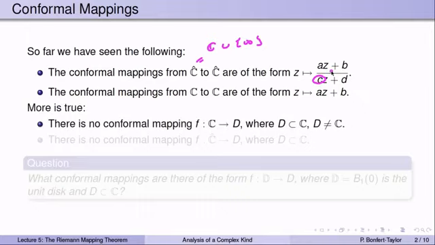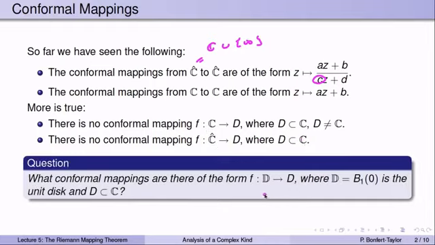More is true, in fact. There is no conformal mapping from C to a domain D where D is a subset of C and not equal to C. Furthermore, there's also no conformal mapping from C hat to anything that is contained in C. Therefore, we can ask ourselves the question, what other conformal mappings are there? So far, we've only seen the Möbius transformations. For example, what are conformal mappings that map the unit disk, that I denoted with a double bar D here, to some other set D that is contained in the complex plane?